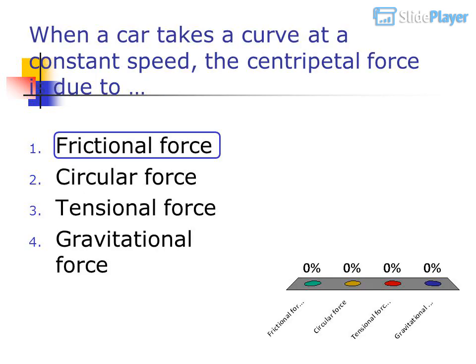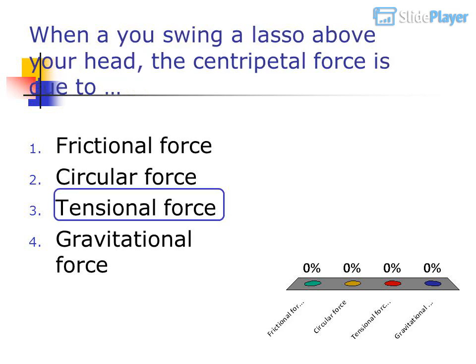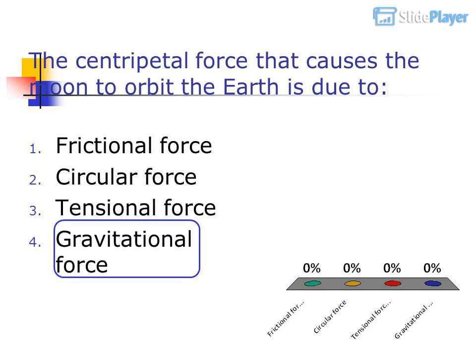When a car takes a curve at a constant speed, the centripetal force is due to: frictional force, circular force, tensional force, or gravitational force? When you swing a lasso above your head, the centripetal force is due to: frictional force, circular force, tensional force, or gravitational force? The centripetal force that causes the Moon to orbit the Earth is due to: frictional force, circular force, tensional force, or gravitational force?